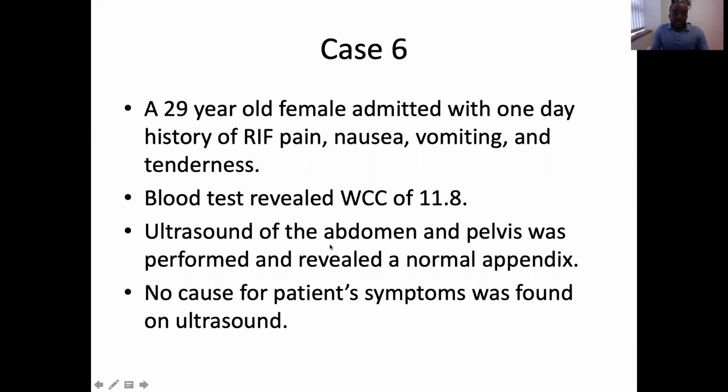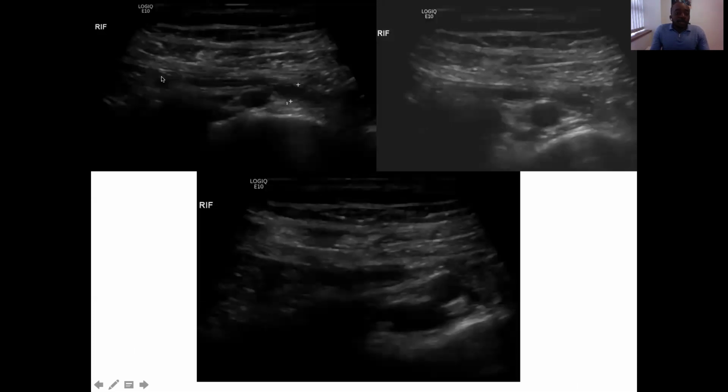Now, case 6. A 29-year-old female was admitted with 1-day history of right iliac fossa pain, nausea, vomiting, and tenderness. Blood tests revealed slightly raised WCC. Ultrasound of the abdomen and pelvis was performed and revealed a normal appendix. The cause for patient's symptoms was not found on ultrasound. So here we can see a long appendix there, all the way there.